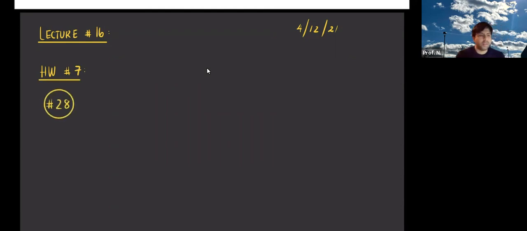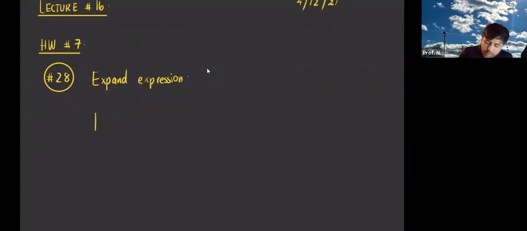All right, so number 28, it says use the laws of logarithms to expand the expression. So I want to expand the expression. And my expression reads as follows. It could be different from yours in terms of the numbers, but I think the structure behind it should be the same. It's log base 3 of the square root of 3x to the 5th power divided by y. So this is my expression. I want to expand it using the laws of logarithms.